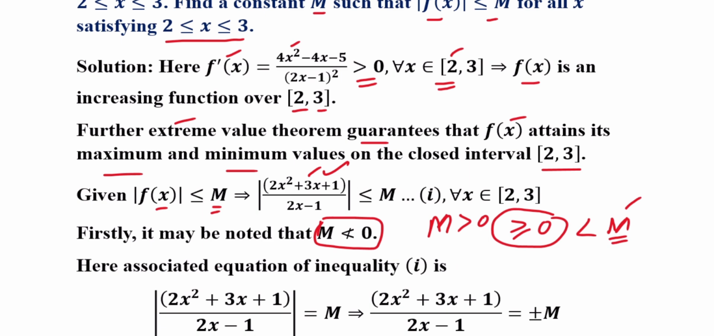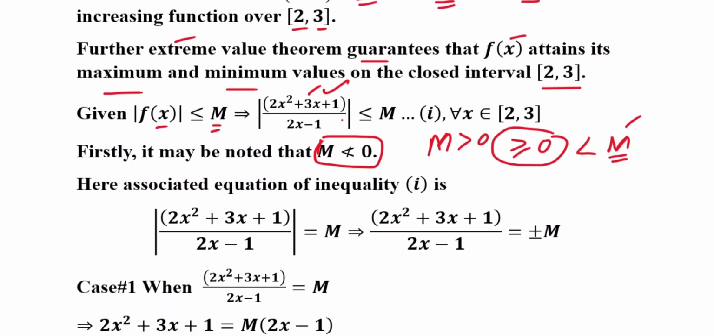Now I am sharing a method to solve an inequality that I have already shared in my previous lecture. We find, say this is my inequality number 1. We make its associated equation. The associated equation is obtained just by replacing this less than or equal to sign with an exact equal sign. So this becomes the absolute value of (2x² + 3x + 1) over (2x − 1) equal to m. Now by expanding the absolute value, we have two cases, plus minus m.